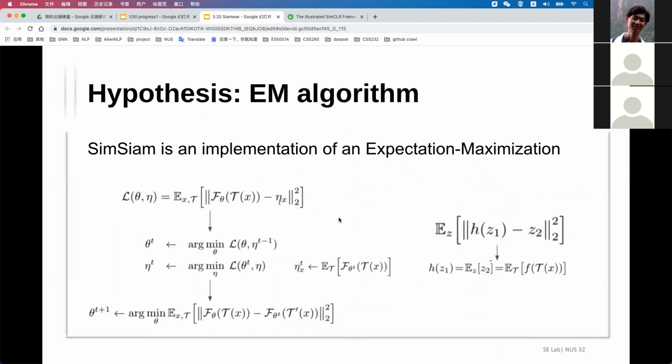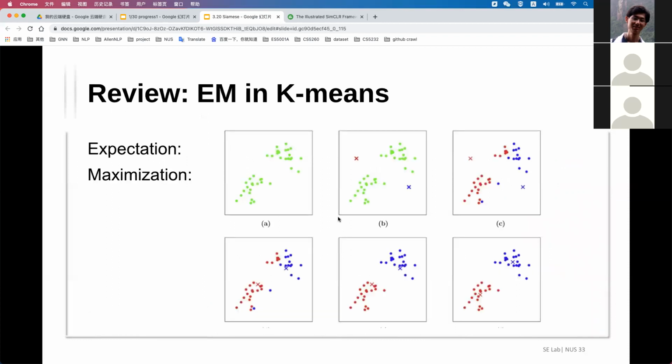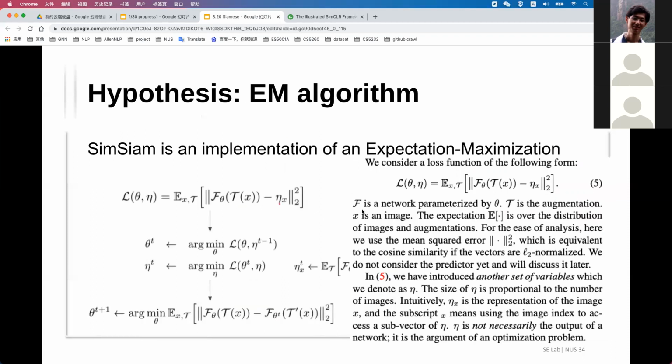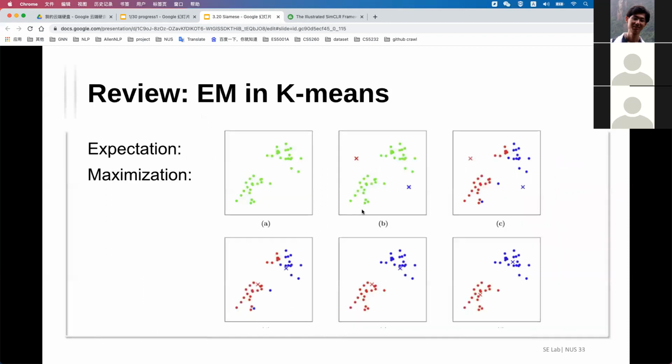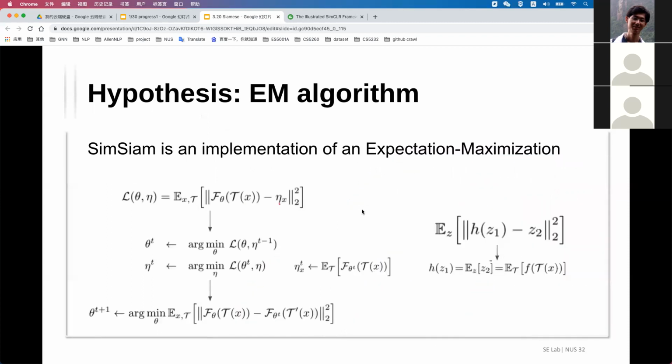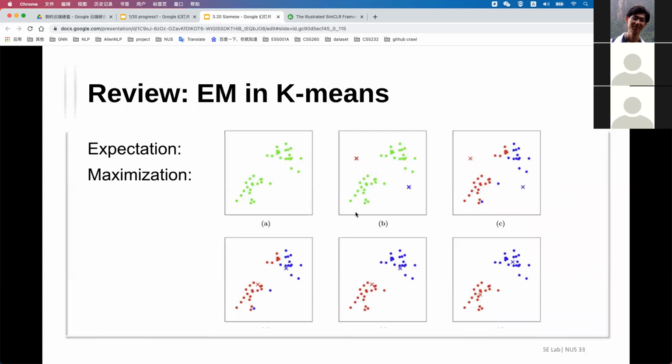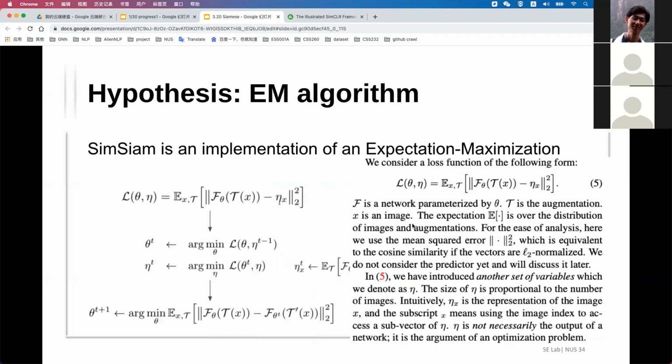So now we just have a short review of the EM algorithm. I think you all know it, and with the time limit, we just skip this part. Anyone have questions on the expectation and maximization tasks? You can just review the k-means algorithm. It has two steps, one is expectation and one is maximization. So let's look at how the hypothesis works.